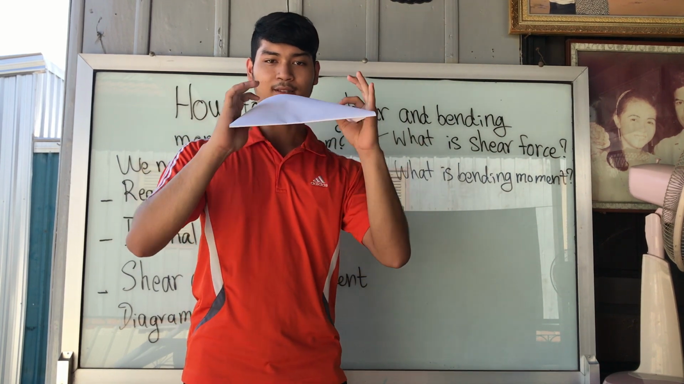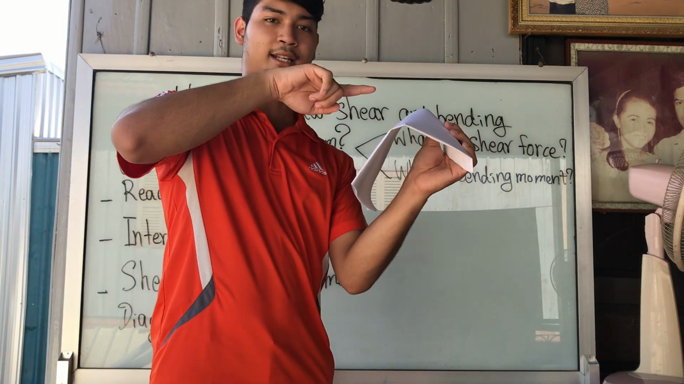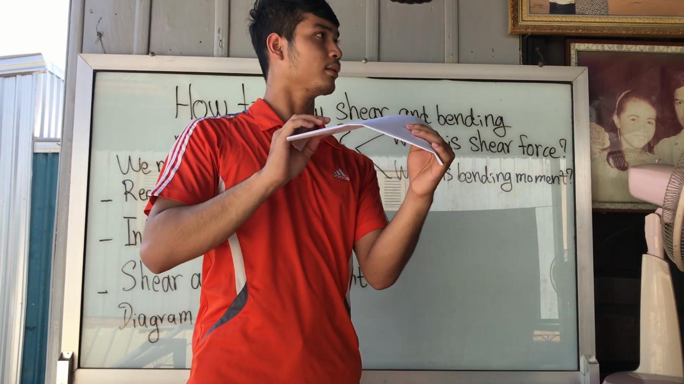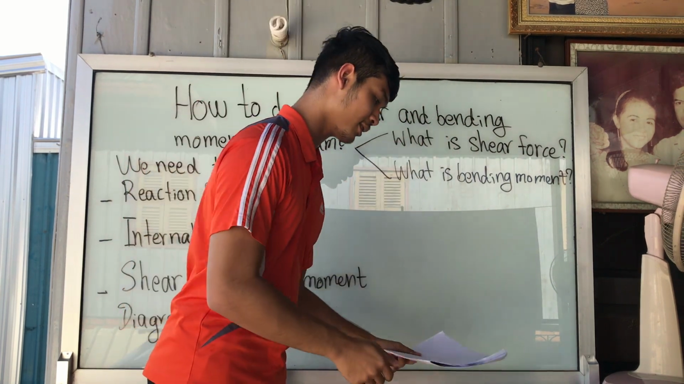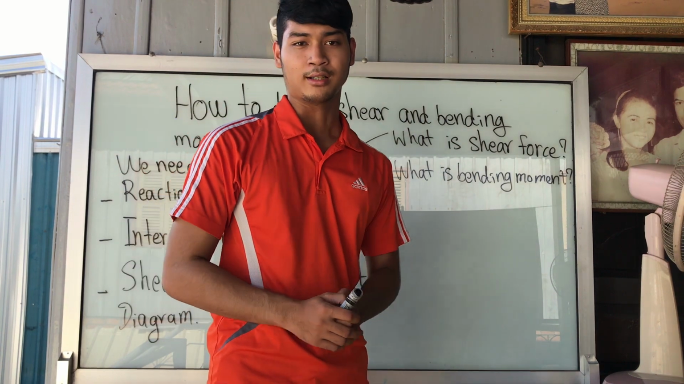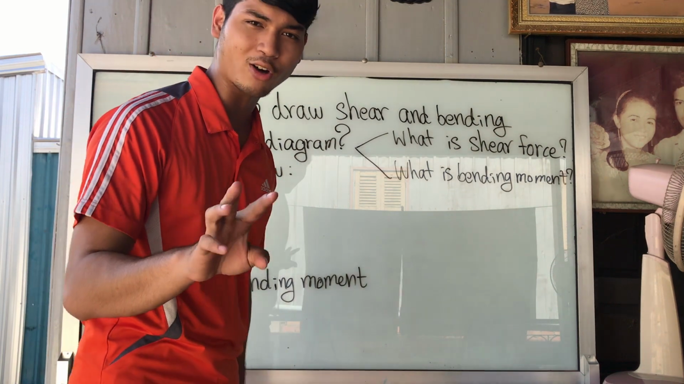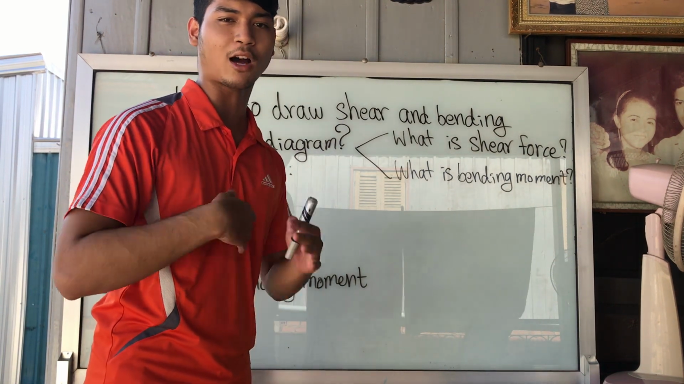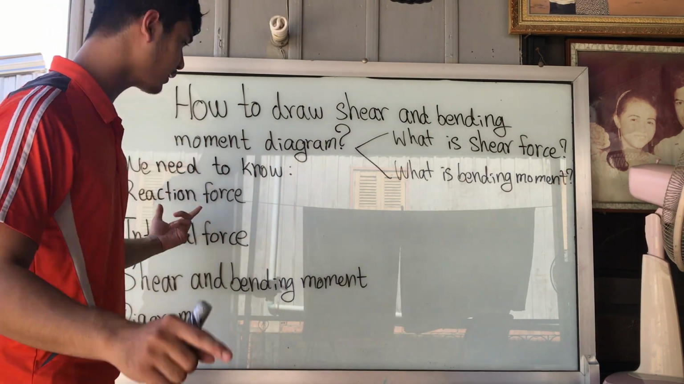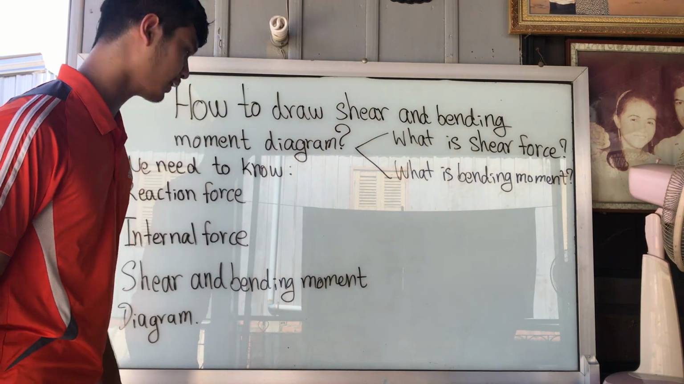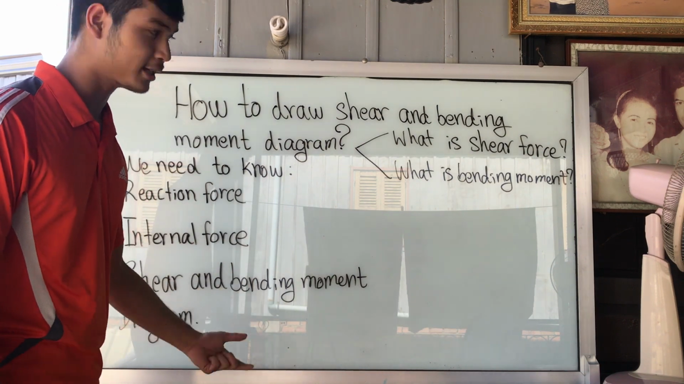And if I apply force upward, this beam will bend in the upward way, upward like this. Okay. So in order to draw the bending moment and shear diagram, first we need to know three important fundamentals of it. The first one is find the reaction force. Second, internal force, and the third is shear and bending moment diagram directly.